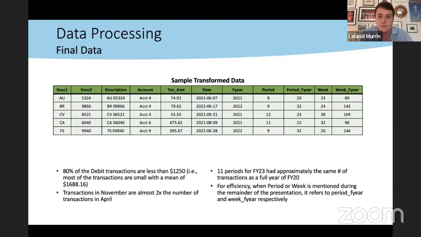And so from here on out, just for efficiency, since I mostly worked with period F year and week F year instead of period and week, whenever I refer to period or week, it will be referring to period fiscal year and week fiscal year, respectively.